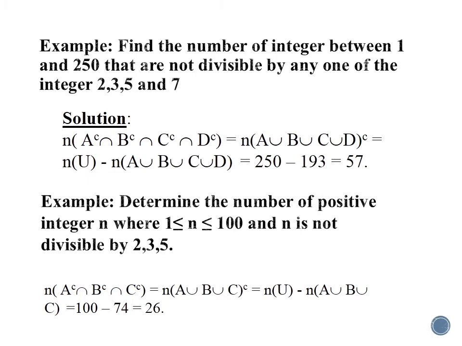This example is the same as before. Now we have to find the cardinality of A complement intersection B complement intersection C complement. That is the same as the cardinality of A union B union C whole complement by De Morgan's law. That is the same as cardinality of universal set minus cardinality of A union B union C. So when we apply the principle of inclusion and exclusion, we can find that the cardinality of A union B union C is equal to 74. When we substitute all the values, we get the answer as 26.